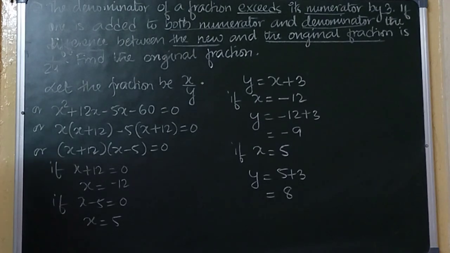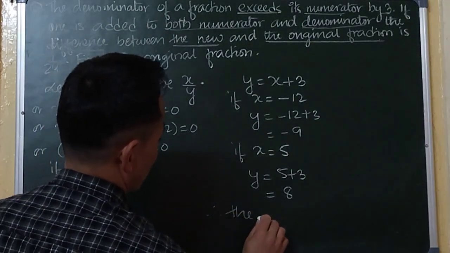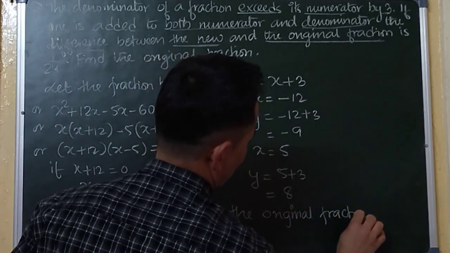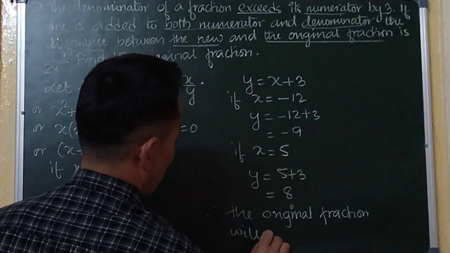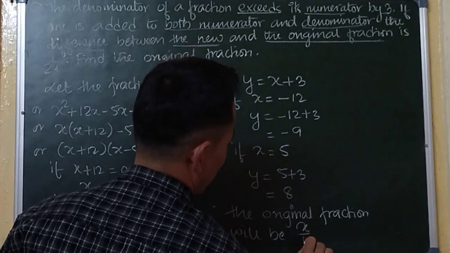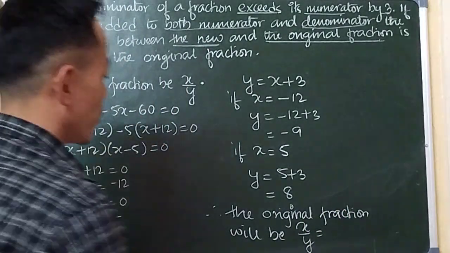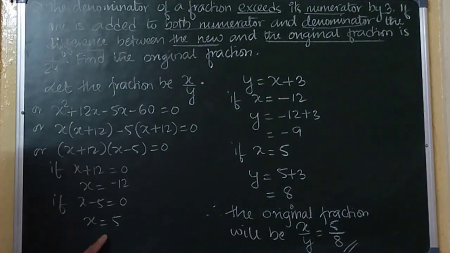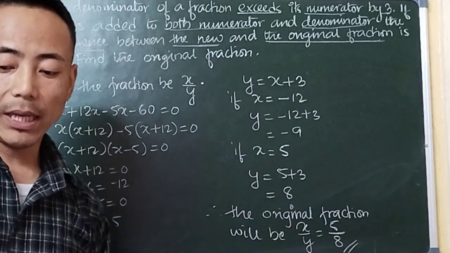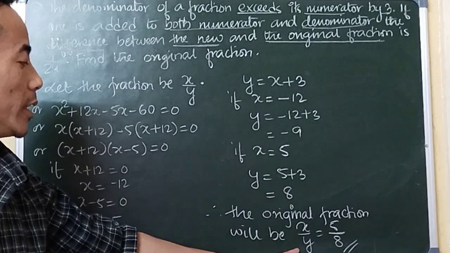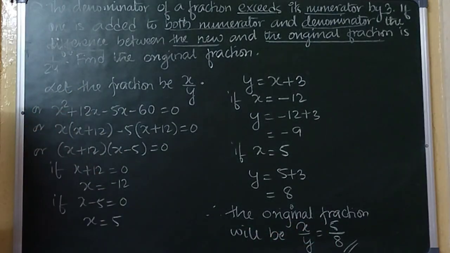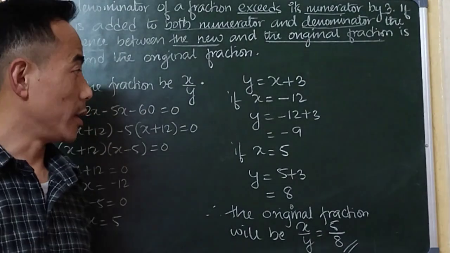Alright, so the original fraction that we have, therefore the original fraction will be, we have x divided by y, which will be equal to the value of x, we can take it as 5, and the value of y, we can take it as 8 here. So x equals to 5, y is equal to 8. So this is the fraction that we need. Alright, so x is equal to 5 and y is equal to 8 after solving the equations. So this is the original fraction that we need here in this case.